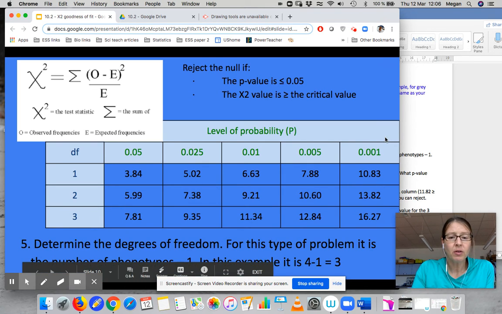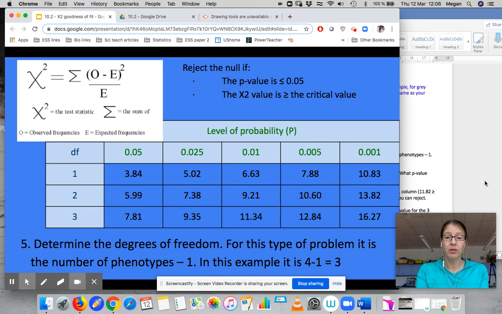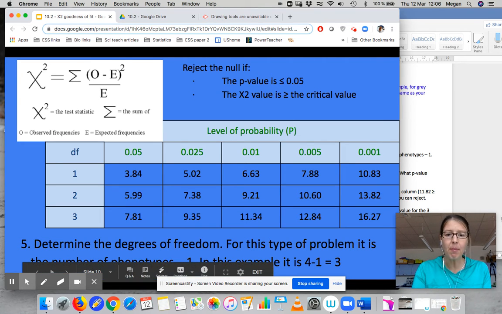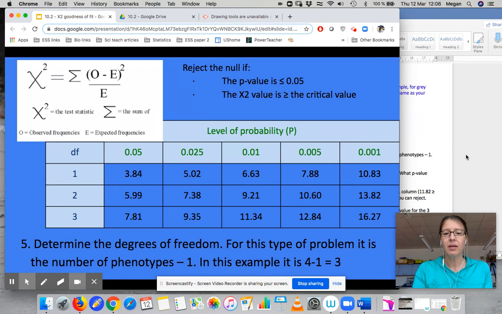To determine the degrees of freedom, for this example, well, actually for any of them, you take the number of phenotypes minus 1. So we have 4 different phenotypes, and since we have 4 different phenotypes, we subtract 1 from that, and we have degrees of freedom of 3. If we only had 2 different phenotypes, then we would do 2 minus 1. But in this case, we have 4 phenotypes minus 1. All right, so now we know our degrees of freedom is 3.